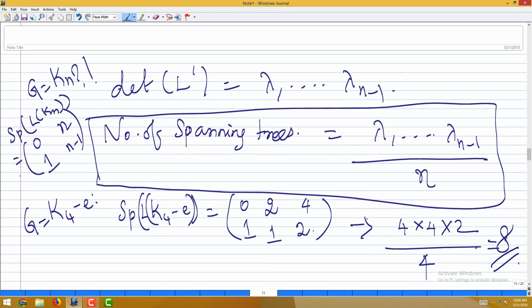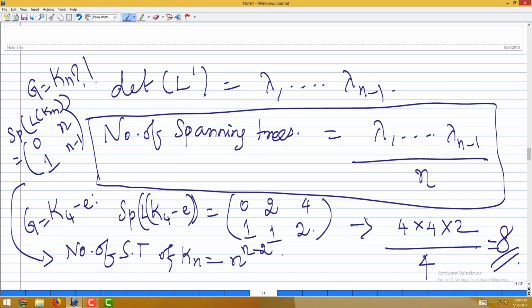So, that is going to be nothing but, from here I will just write it. The number of spanning trees of Kn is nothing but n to the power of n minus 1 divided by n, which is n to the power of n minus 2. What is this formula? Has anyone seen this? Yeah, the formula is called Cayley's formula, right.